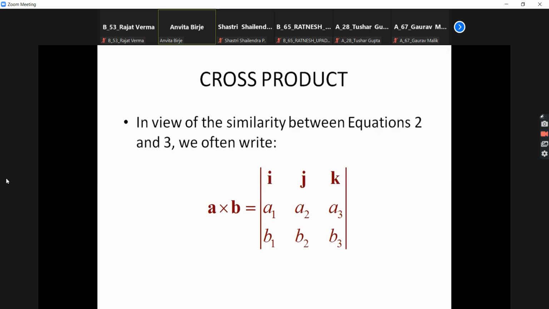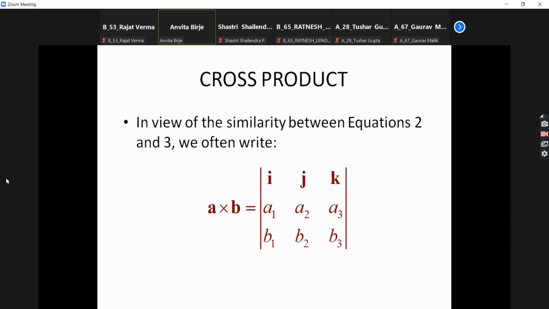Okay. Another multiplication of vectors is the cross product. Either you can take a dot product or you can take a cross product. Please remember, the cross product of two vectors is going to be a vector. Just as the dot product results in a scalar, similarly the cross product results in a vector. So how do we calculate the cross product of two vectors?